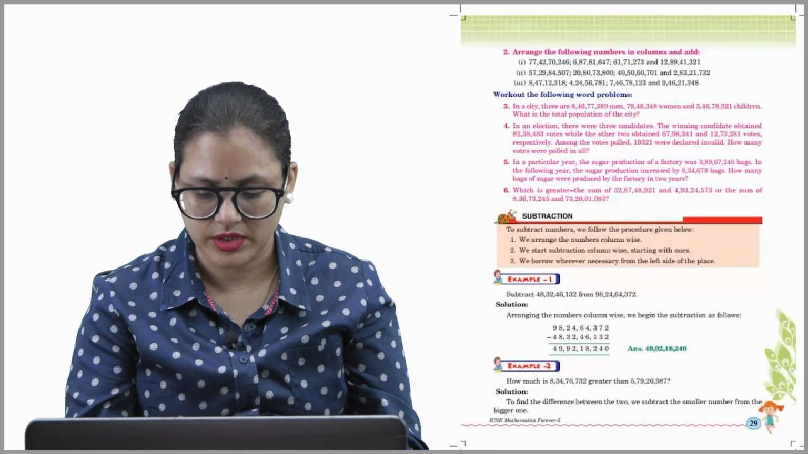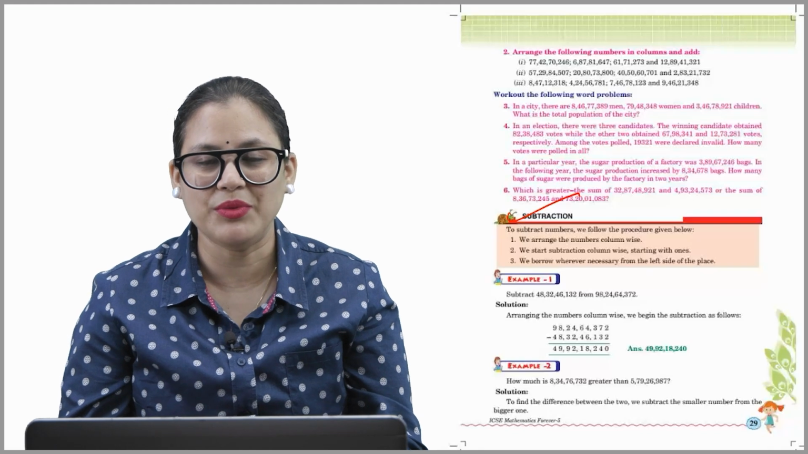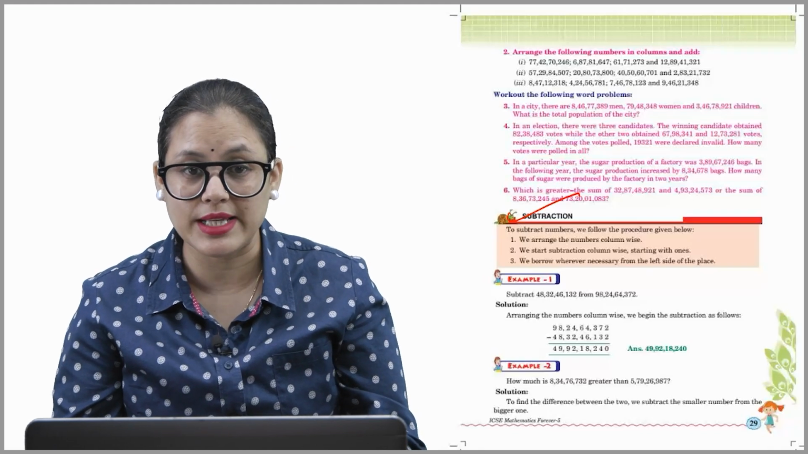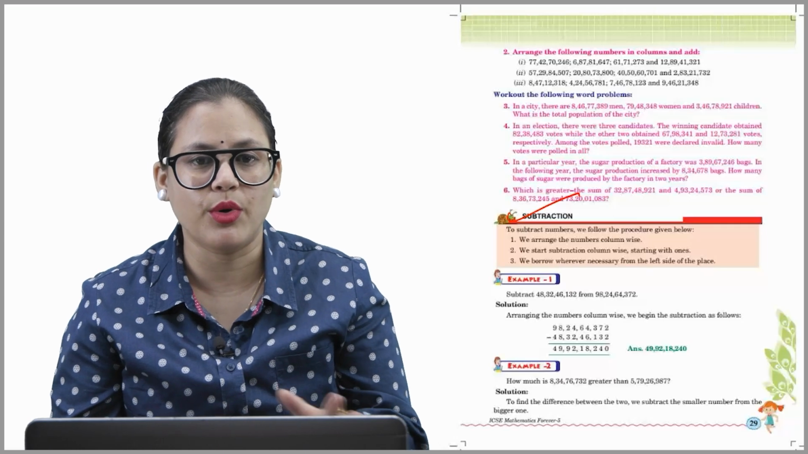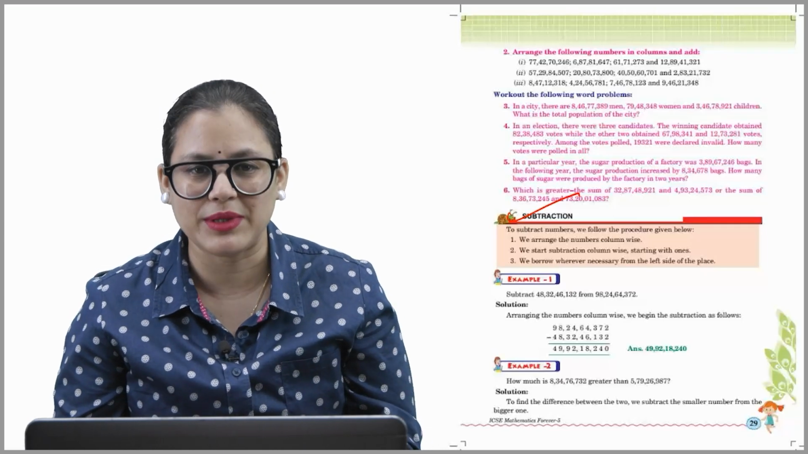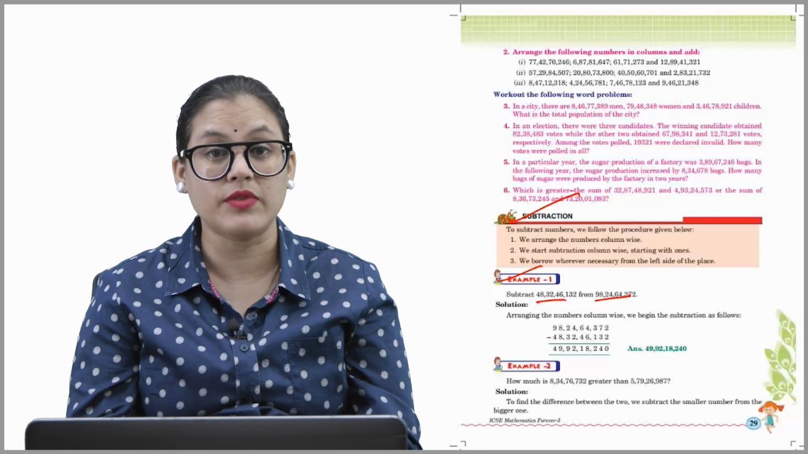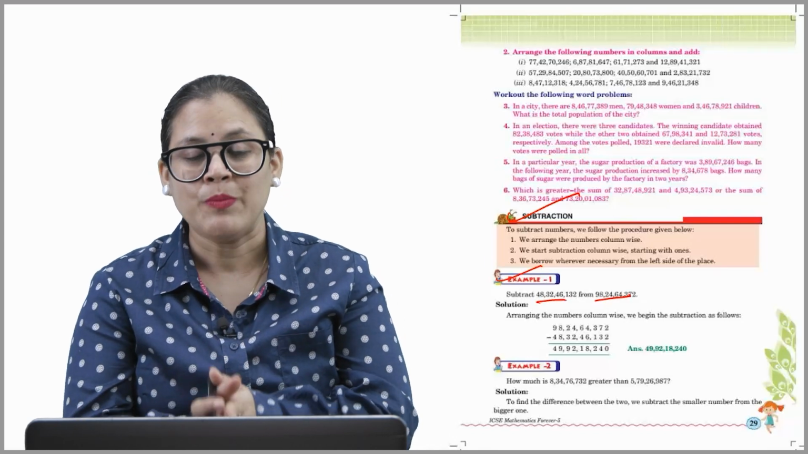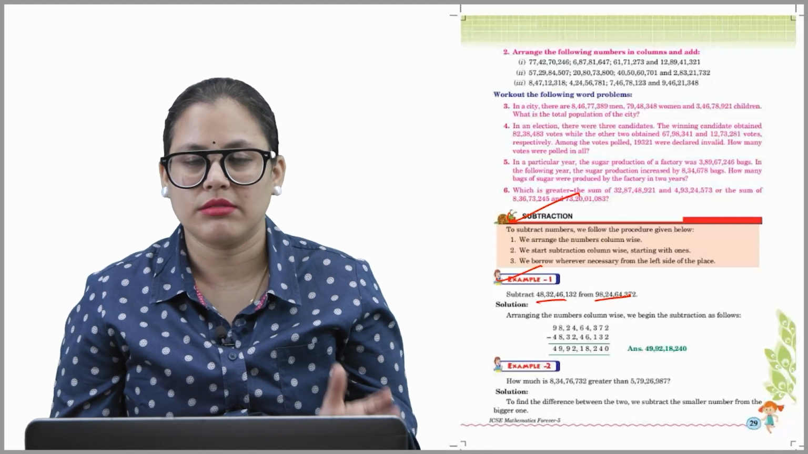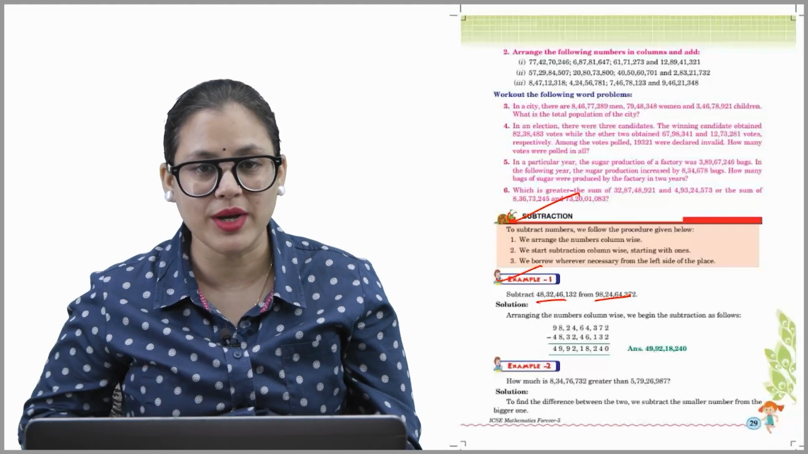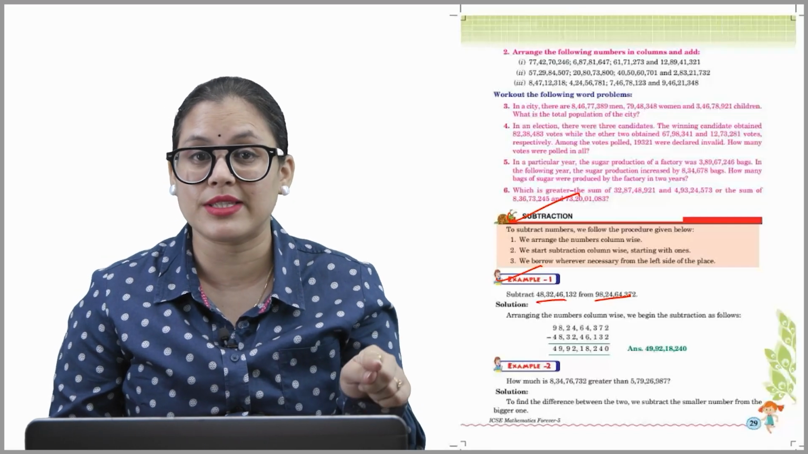Subtraction. To subtract numbers, we follow the procedure given below. Number 1, we arrange the numbers column wise. Then we start subtraction column wise, starting with ones. Then we borrow wherever necessary from the left side of the place. So, example 1 is we have to subtract this number from this number. What will you do? First, you will arrange the numbers column wise and then we'll start subtracting starting from the ones. And if necessary, we will borrow from the left side digit.